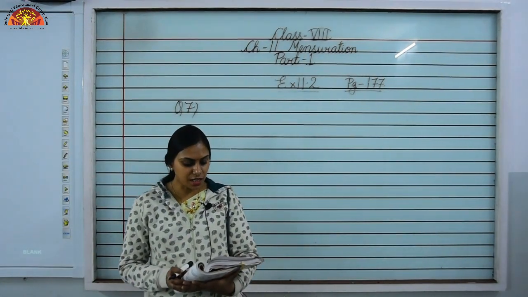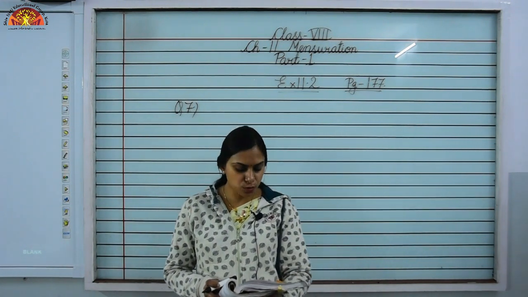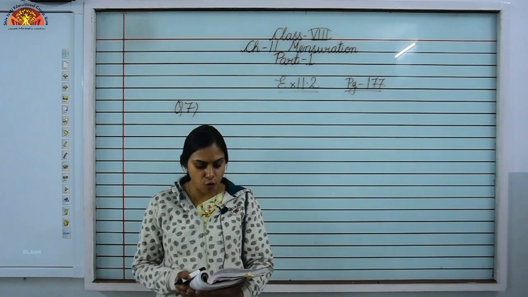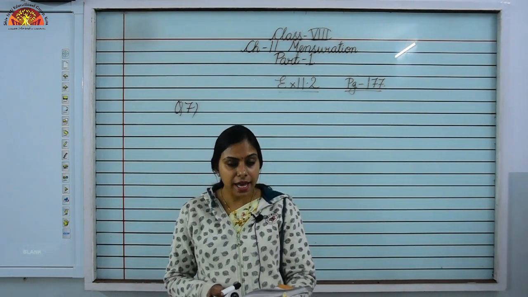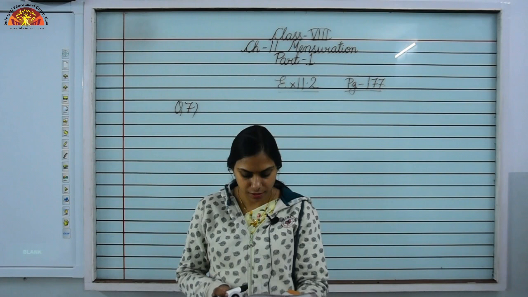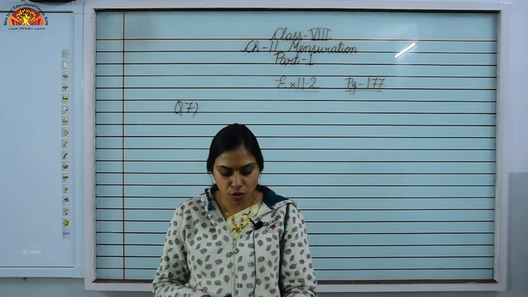Now children, we will start with question number 7. Please go through question number 7. The floor of a building consists of 3000 tiles which are rhombus shaped, and each of the diagonals are 45 centimeter and 30 centimeter in length. Find the total cost of polishing the floor if the cost per meter square is rupees 4.